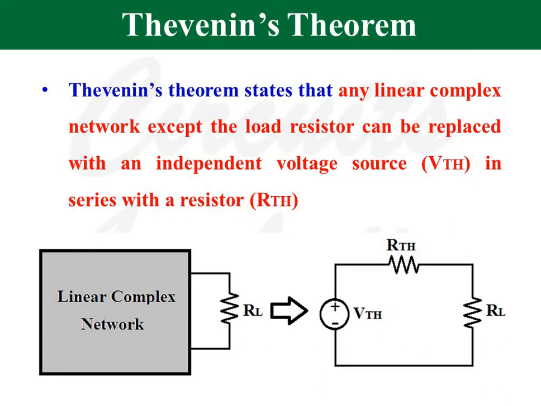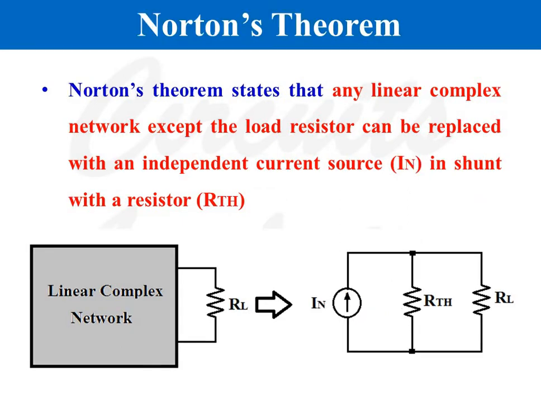Thevenin's theorem states that any linear complex network except the load resistance can be replaced with an independent voltage source VTH in series with a resistor RTH. Norton's theorem states that any linear complex network except the load resistance can be replaced with an independent current source in shunt with a resistance RTH.